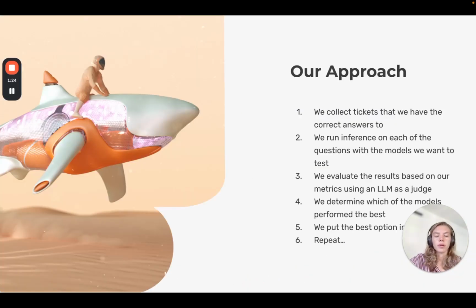So what we will do now is we have built this data set of the tickets that we get from our customers, and we have the correct answers that we expect the chatbot to provide. Then we will run an inference on each of the questions with each of the models, and then we will evaluate the results based on the metrics that we're gathering. Then we want to choose the best model for our task, and then put that in production.